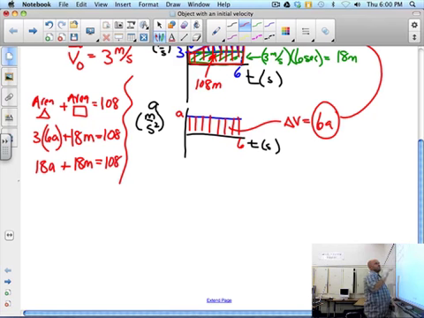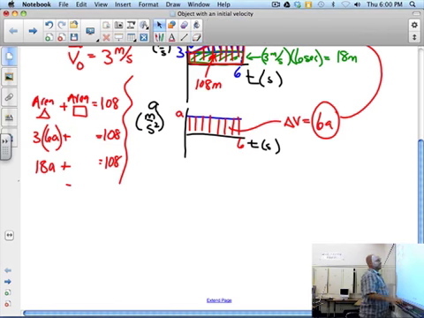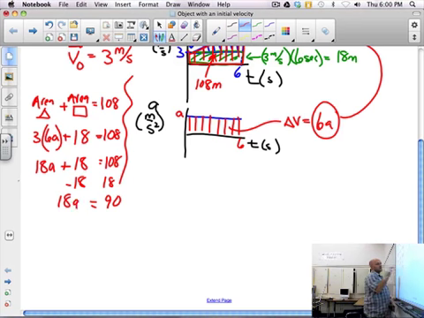So if I take away 18 from both sides, let me take out those units right there. It's kind of confusing. If I'm not going to show units, I should be consistent about not showing my units. Okay, so that was 18, is that right? Yeah, 18 meters. So 18A plus 18 meters equals 108. So I subtract 18 from both sides, right? And I get 90 on the right-hand side equals 18A.